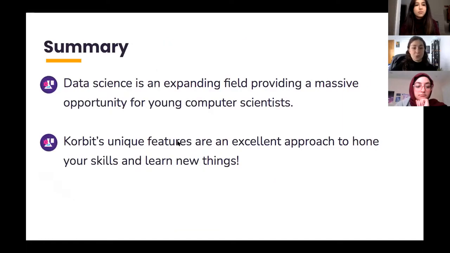All right, so in summary, you all know that data science is an expanding field that already provides a massive opportunity for young computer scientists. I've presented Korbit as a convenient and advantageous tool for learning and mastering data science. Korbit's unique features are an excellent approach to help you hone your skills and to learn new things.